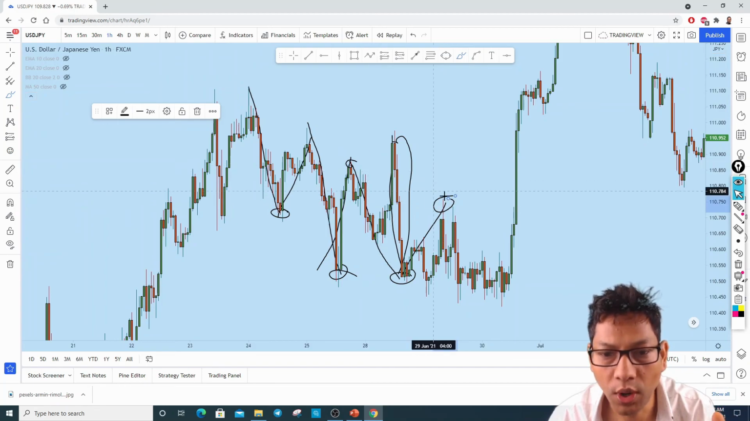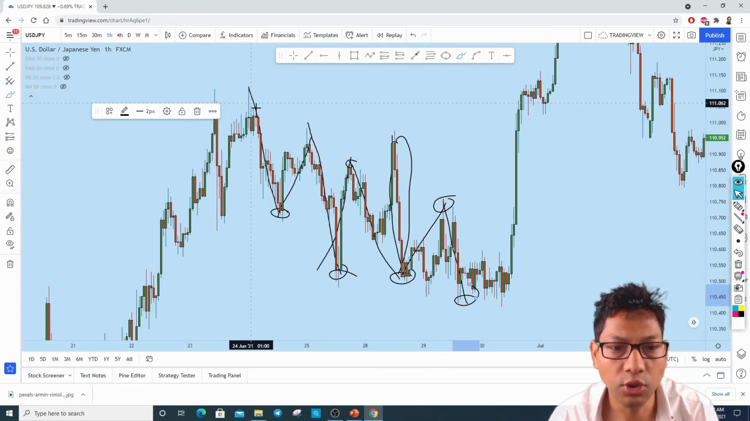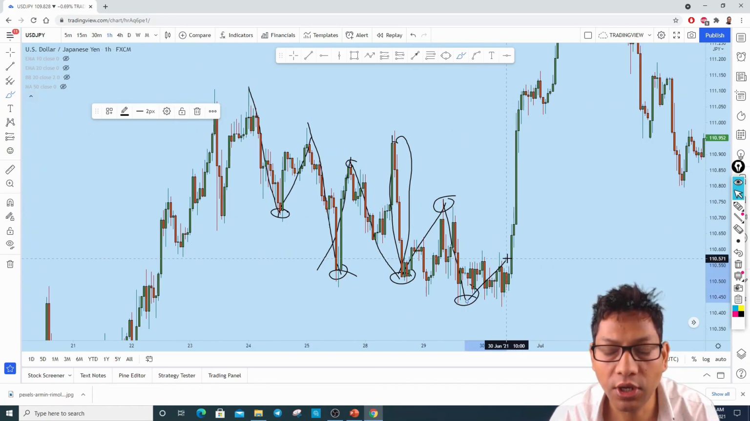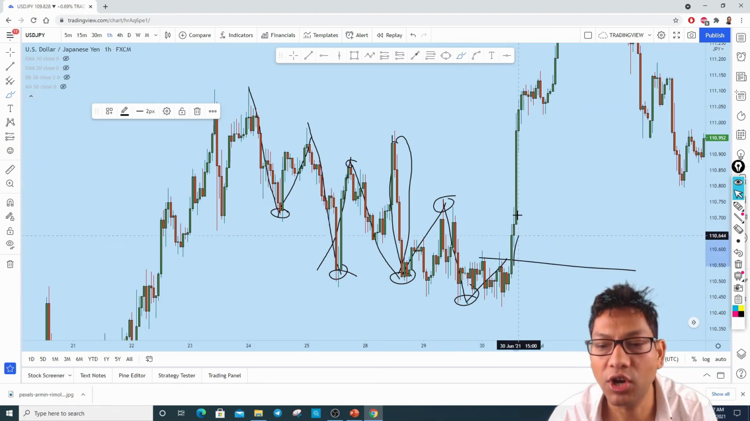So what it is doing is basically it is creating a series of lower high and lower low. So it is in a downtrending market. That's how we need to identify the market structure. And finally, what it has done, it has broken the structure here.